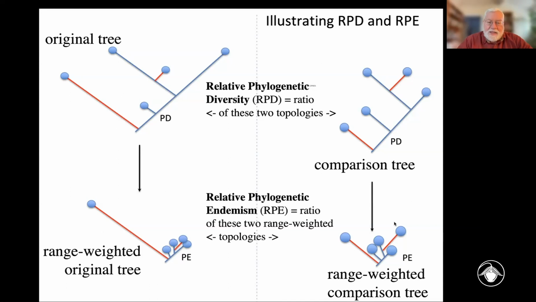So I'm going to explain how these two are generated, but I just want you to see at first that these are derived measures that are comparing the original heterogeneous branch lengths with one where they're forced to be the same. And if you find an extreme value of RPD or RPE, it means that there's a lot of long branches. If it's a significantly short RPD, it means there's a lot of short branches in an area.